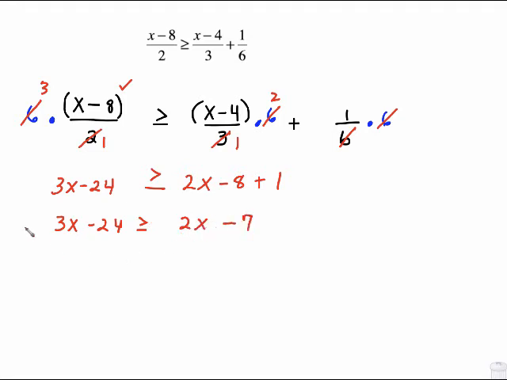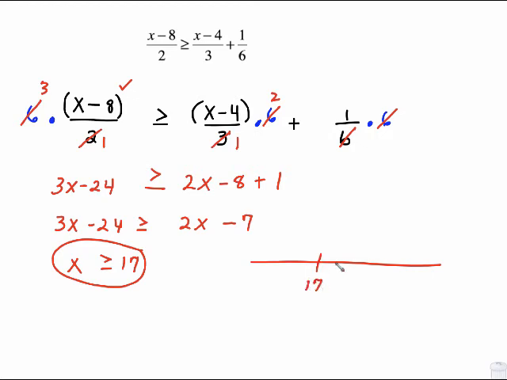And then solve. Subtract x from both sides. Subtract 2x from both sides gives me x. Add 24 to both sides, and I have x greater than or equal to 17 is my solution. 17 on the number line, shading to the right with a bracket because it's greater than or equal to, and that is my interval notation. Bracket 17, going forever to the right, means infinity.